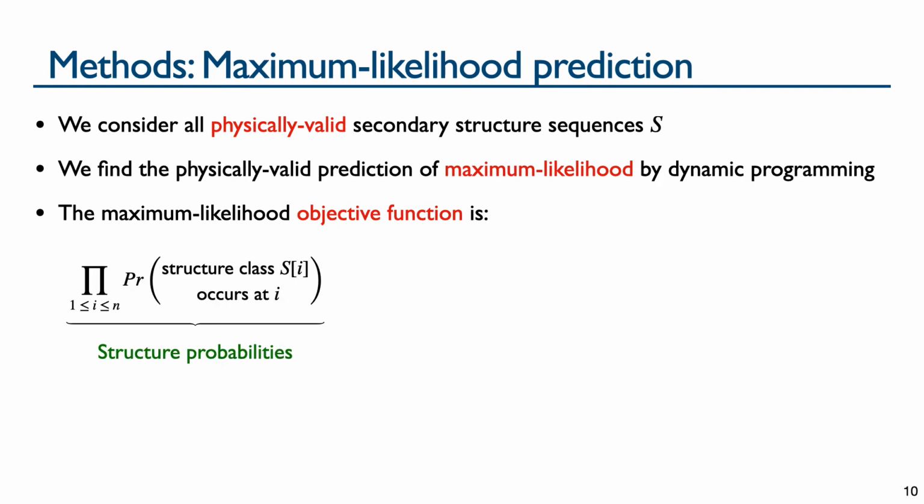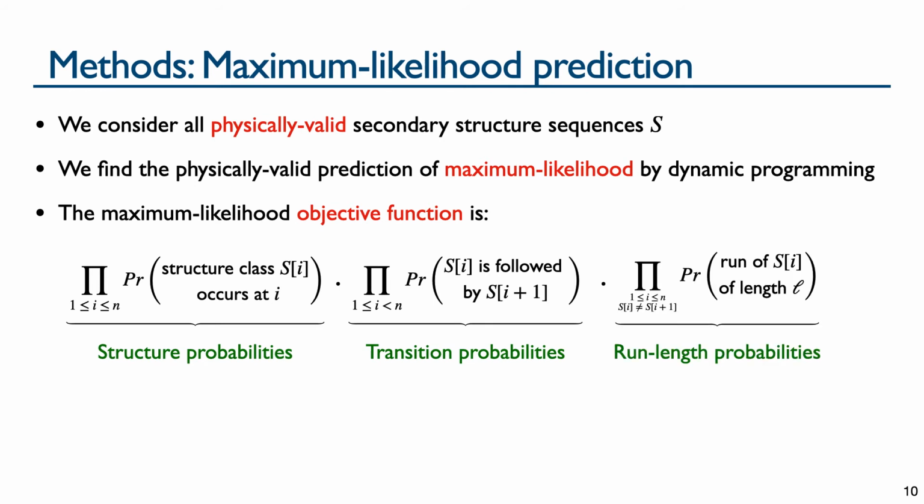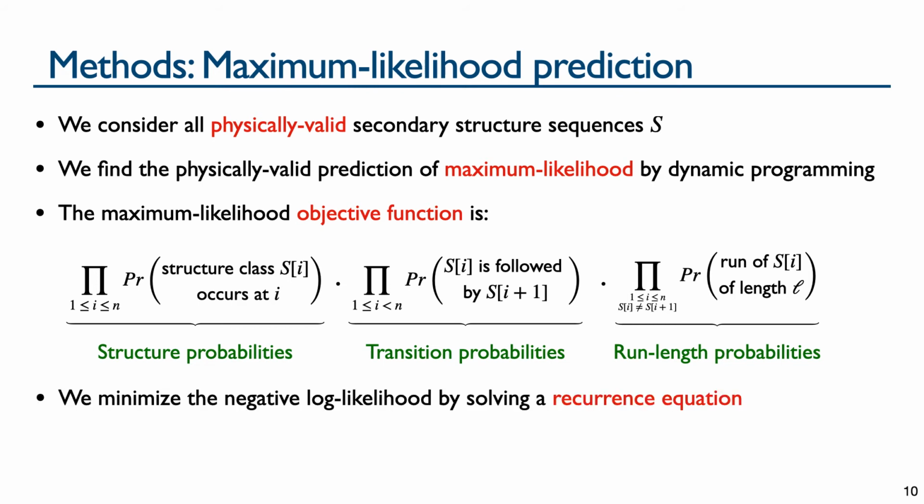The first factors in the product come from the structure probabilities previously calculated. For a protein sequence of length n, there are n factors, one for each residue position in the protein. This factor is the probability that the predicted state in S occurs at that residue. The next set of factors deal with transition probabilities, or the probability that one structure state is followed by another structure state. The last group of factors deal with run lengths and use the empirical distribution of run lengths observed in real proteins. We minimize the negative log likelihood of this objective function by solving a recurrence equation.